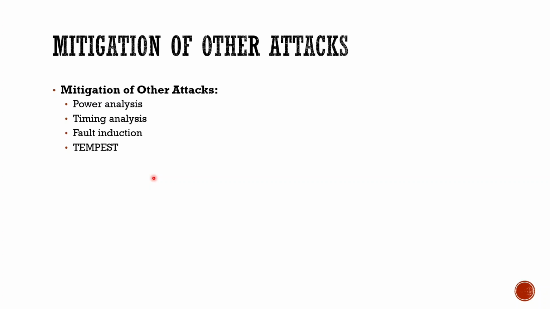Tempest aims to remotely capture the electromagnetic signals emitted by the module to potentially steal sensitive data, like maybe keystrokes or displayed messages. For mitigating this, we can basically use shielding components and network cabling to reduce the electromagnetic signal emissions.